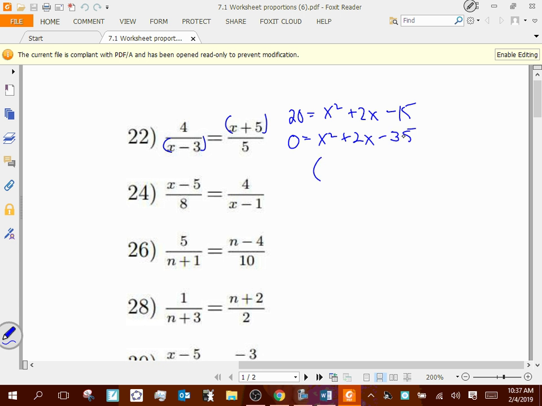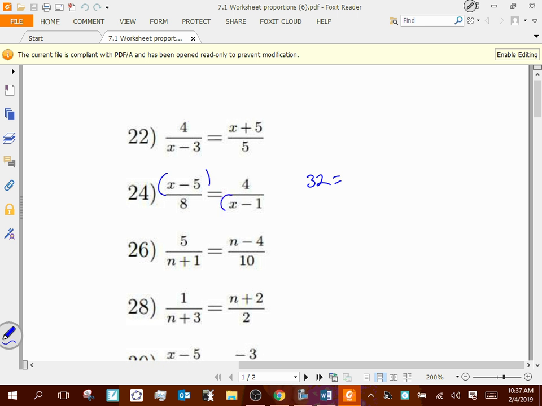So then we're looking at -5 and positive 7: x minus 5, x plus 7. So it's equal to 0. X will end up being 5, x will equal -7.